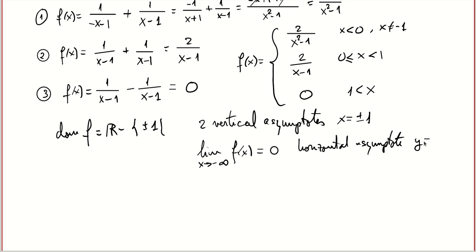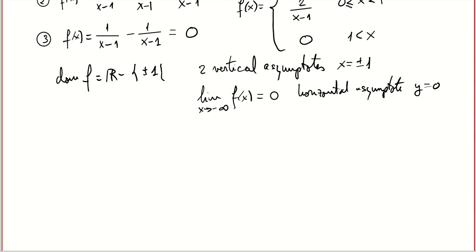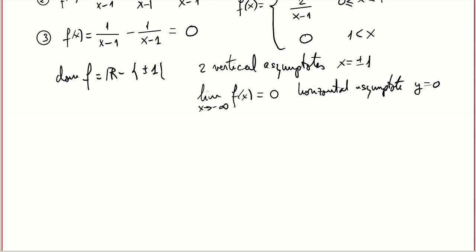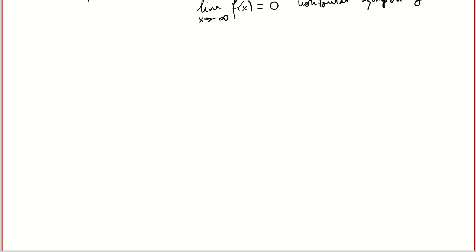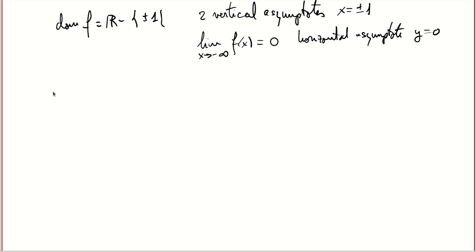Which is y equal to 0, right? So these are two pieces of evidence about what the function f looks like. And the next thing to do, of course, is to decide whether the function grows or decreases or what. So let's calculate the derivative then.